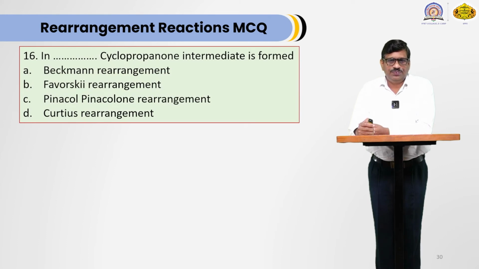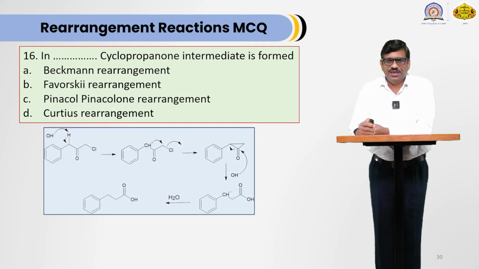Question number 16. In dash dash, cyclopropanone intermediate is formed. Beckmann rearrangement, Favorskii rearrangement, pinacol rearrangement, Curtius rearrangement. And we know that in Favorskii rearrangement, this type of intermediate is formed. In this reaction, if you see the third structure, the cyclopropanone ring intermediate is shown, and hence in Favorskii rearrangement, cyclopropanone intermediate is formed.